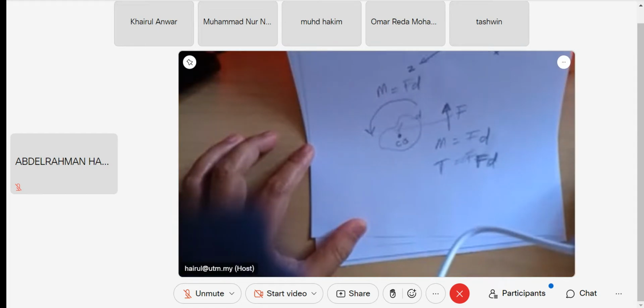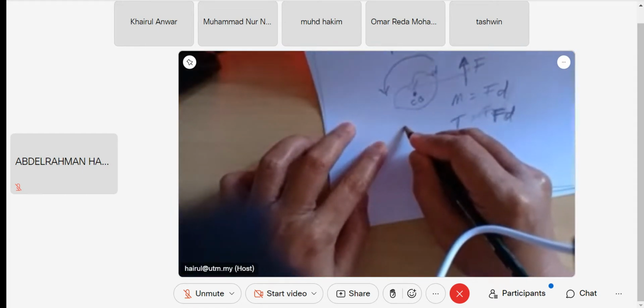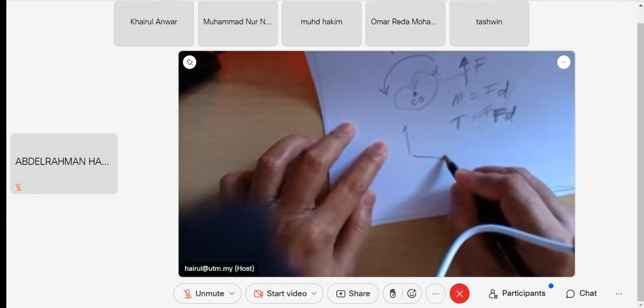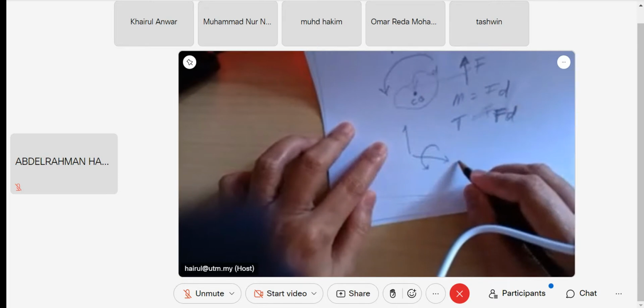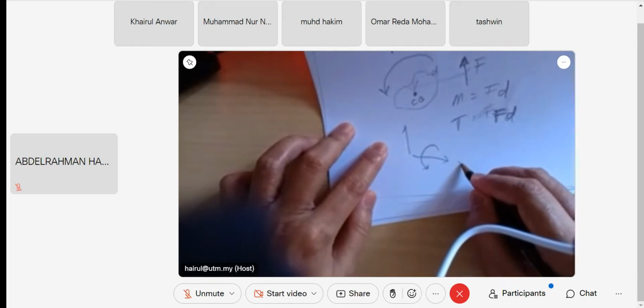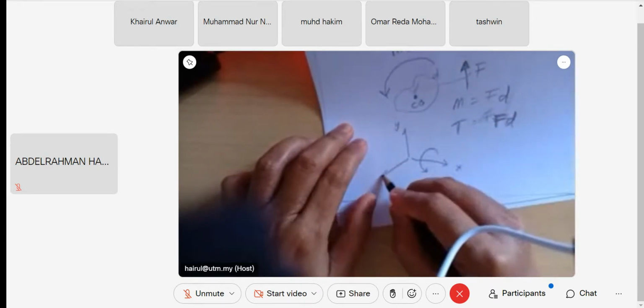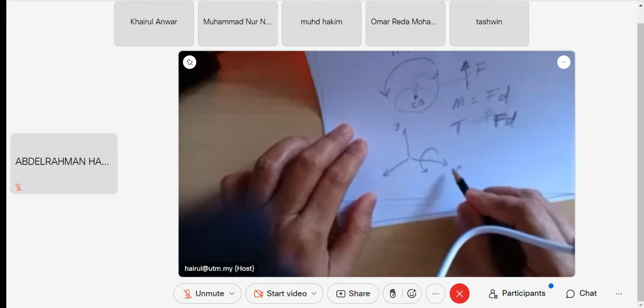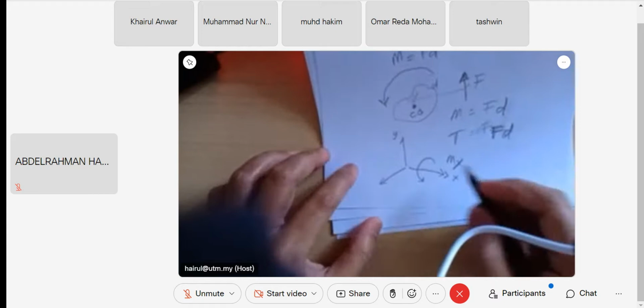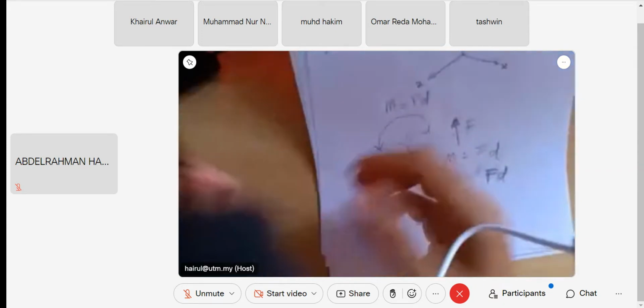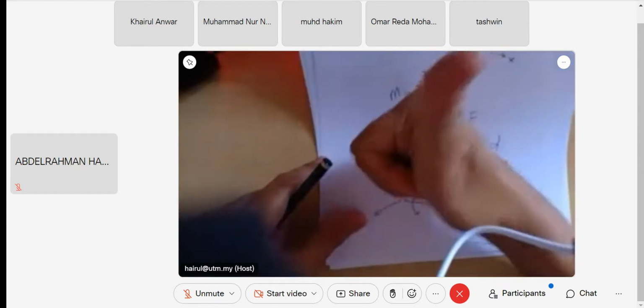So that's what I call that, the direction. For example, if you rotate your moment like this, your thumb is a positive moment. Let's say this is positive X, this is Y, this is Z. If this is a positive moment on X, by the right hand rule, the direction of your moment is pointing up.